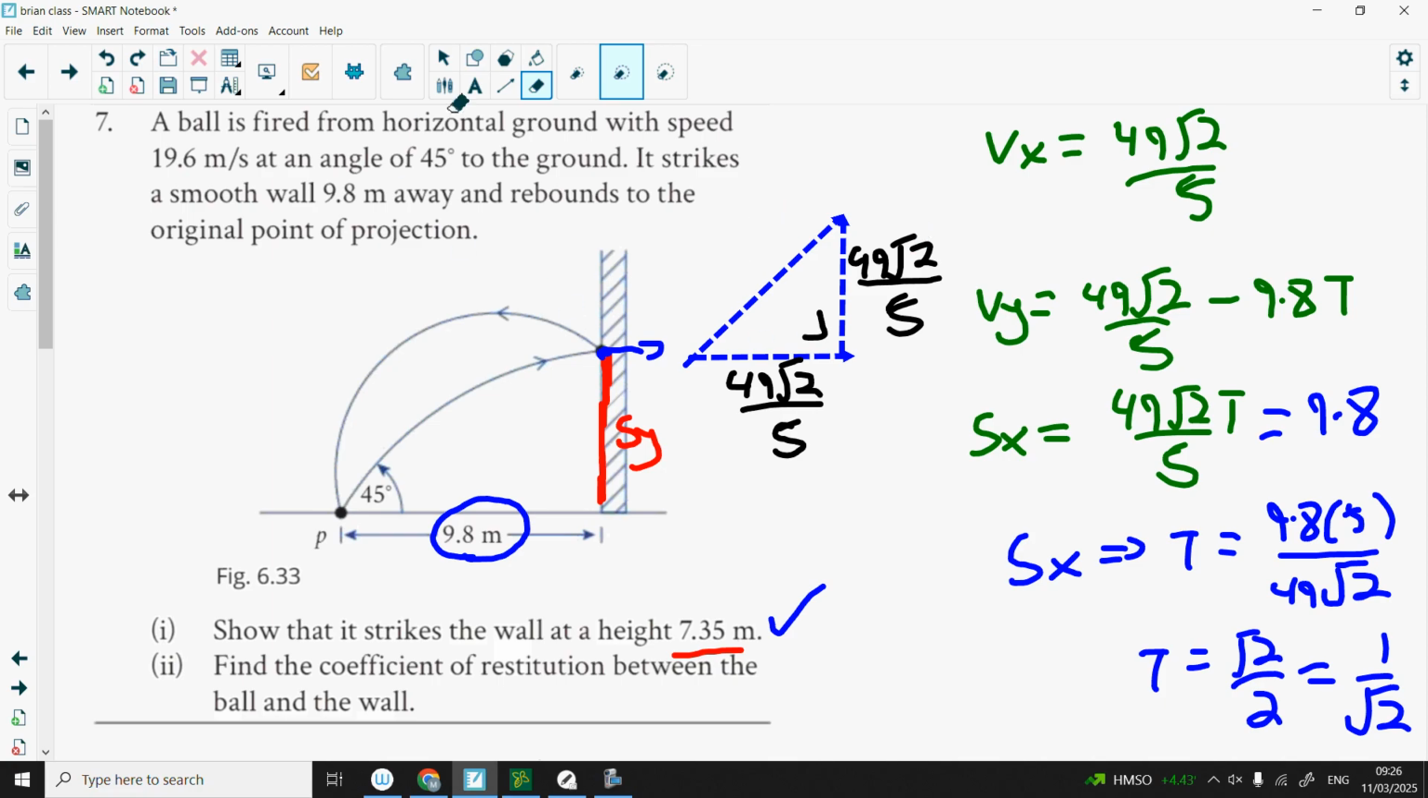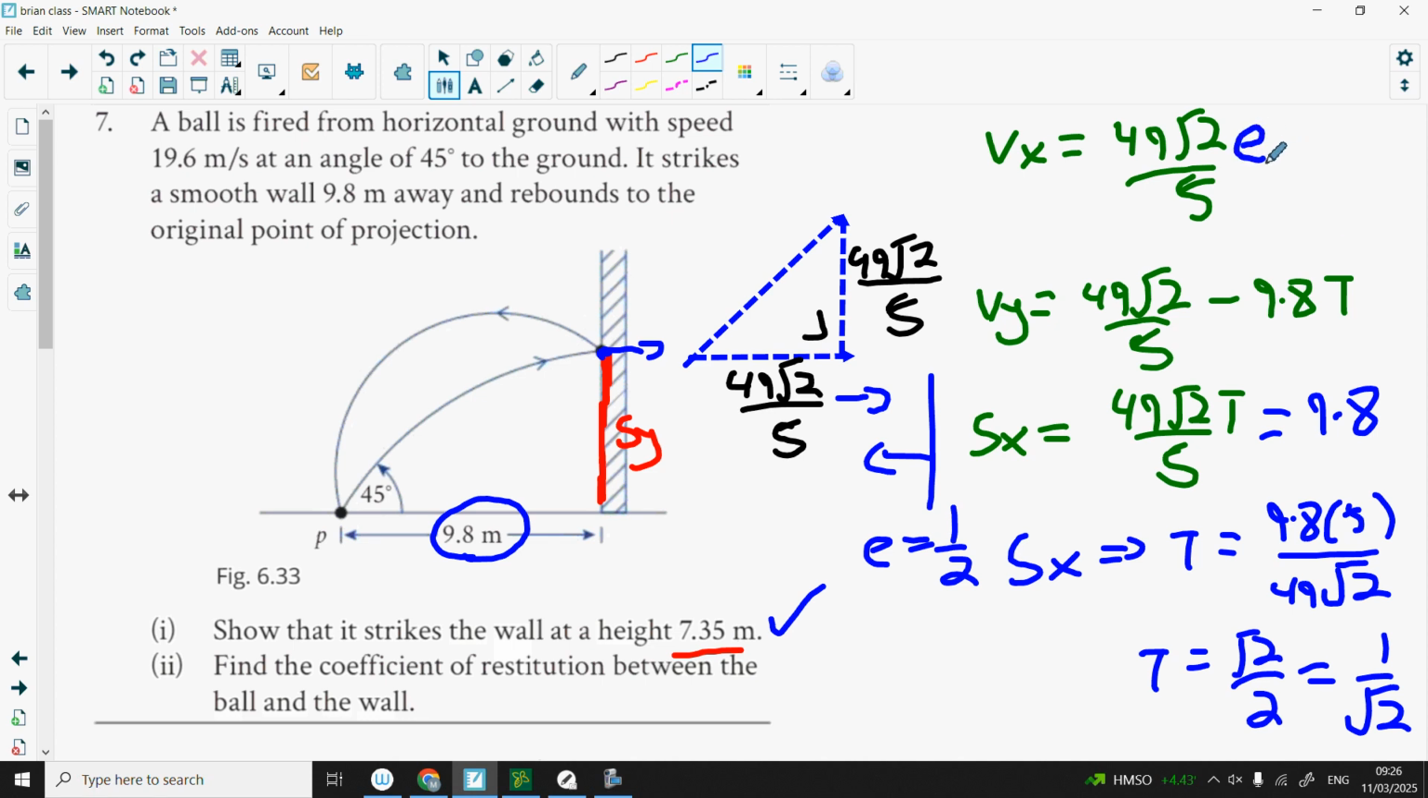Now what happens is this 49 root 2 over 5 comes in, it hits the wall, and it rebounds back out again. If E was a half, we'd simply half it, wouldn't we? But we don't know what the E value is, so all we can do is attach an E. The E value could be a fifth, it could be a half, we don't know. But either way, we're all agreeing it's going to make the Vx value slower. But we also need to know what is the Vy at the time of impact.